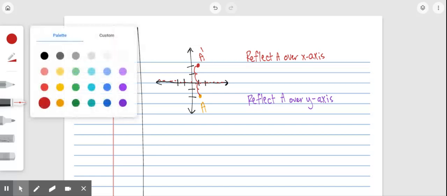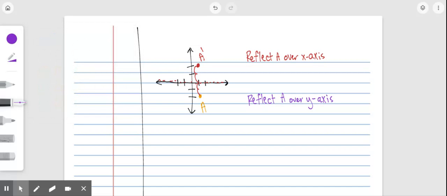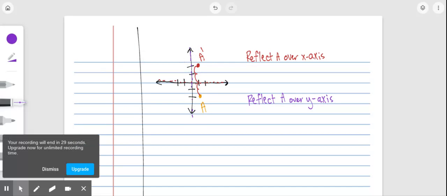Okay. Now then, when I'm reflecting over the y-axis, again, my line of reflection is the y-axis. So I notice that A is 1 away from the y-axis, which means it needs to be 1 away on the other side. So this is A double prime. So these should be where you found your locations after you reflected over the x or the y-axis.